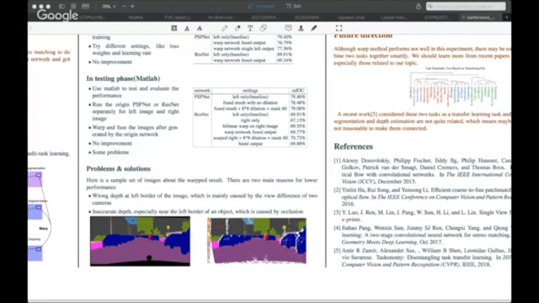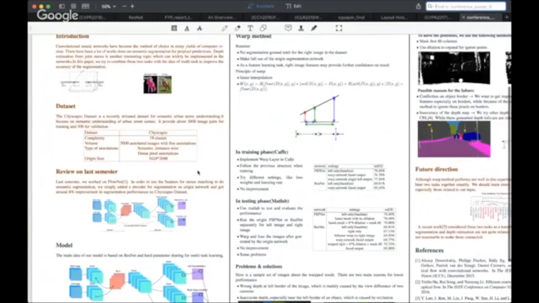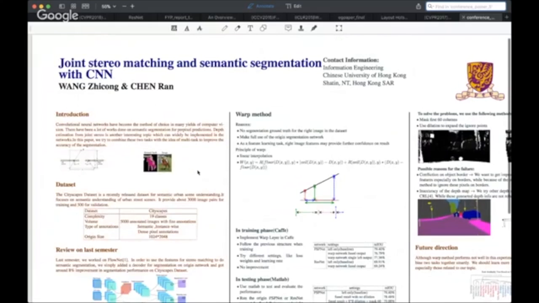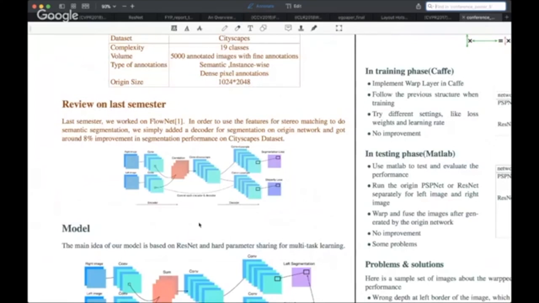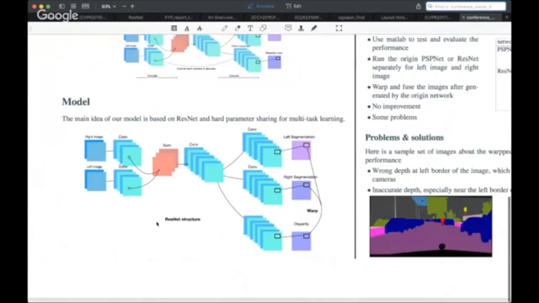In this semester, we keep working on the stereo matching and semantic segmentation tasks with the convolutional neural network. Let's have a review of our last semester. We proved our idea on the stereo matching network called FlowNet, and we got an 80% improvement on the segmentation with the disparity. So in this semester, we want to prove our idea on a segmentation task network like the ResNet.